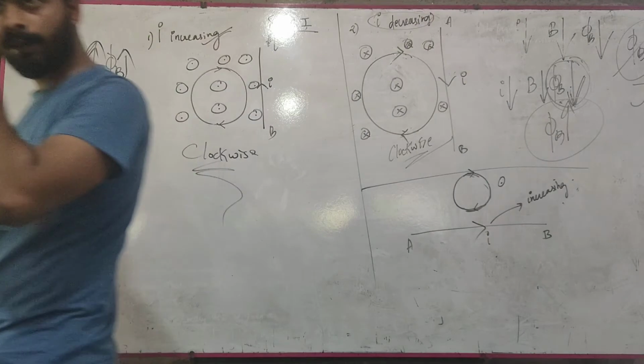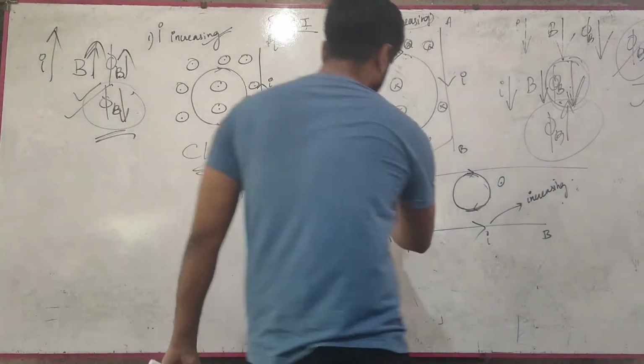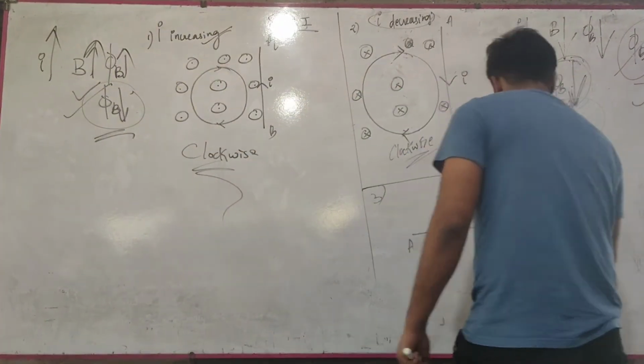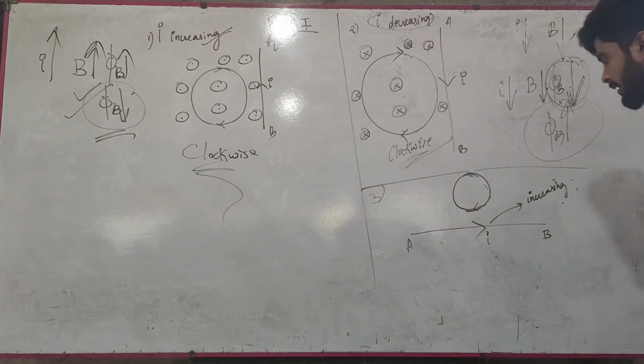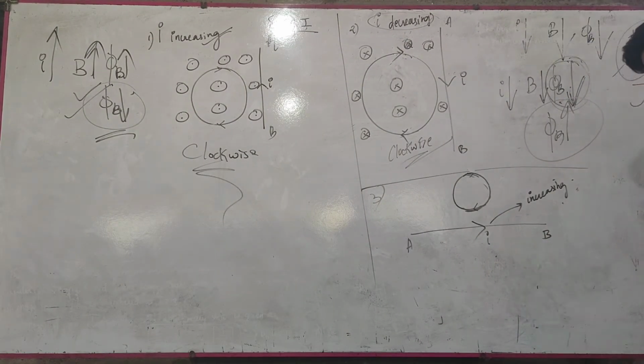Is it clear? Fine. Now, going to the third example, again, you have a wire AB which is carrying a current I, and that current is increasing. They have said the current is increasing.